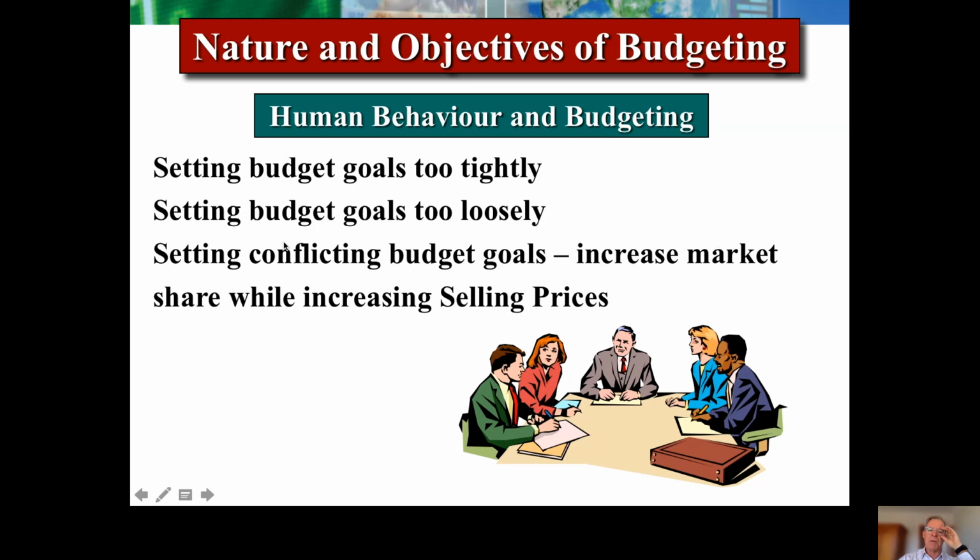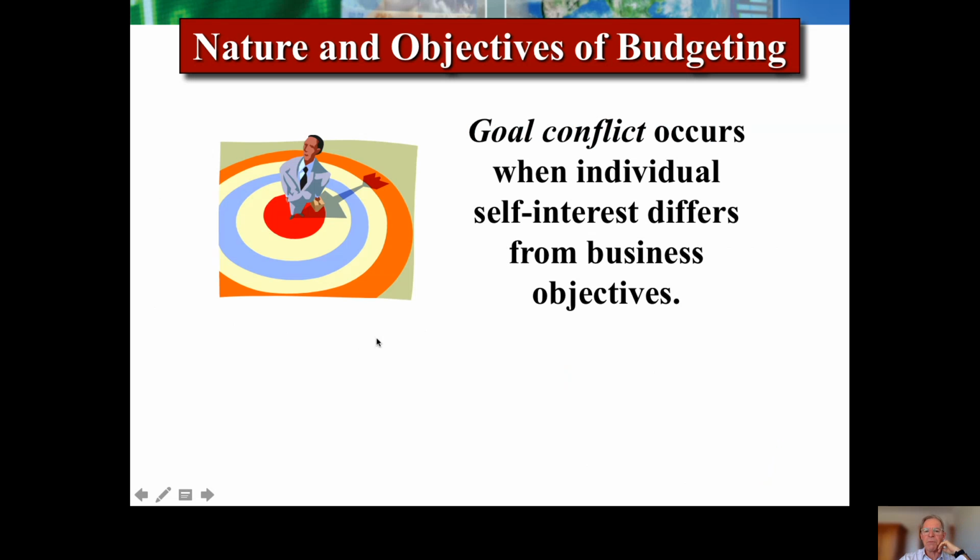And then we also have some conflicting budget goals. You've got one goal to increase your market share, but at the same time you want to maintain or increase selling prices. Well, if you've studied economics, you know that when you increase prices, the product becomes a little less attractive, demand drops. So how can you increase market share and at the same time increase selling prices? So there'll be some conflicting goals there from time to time.